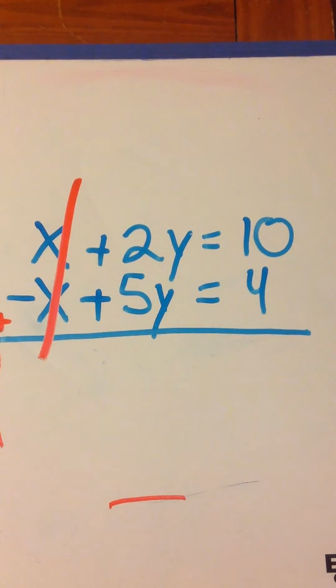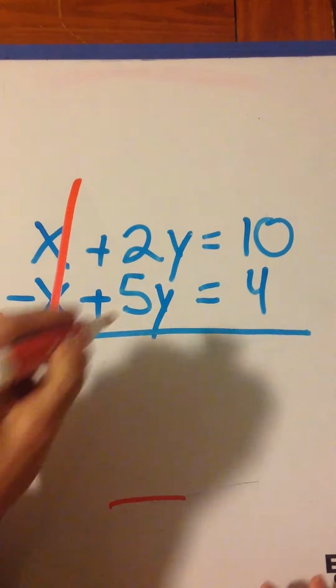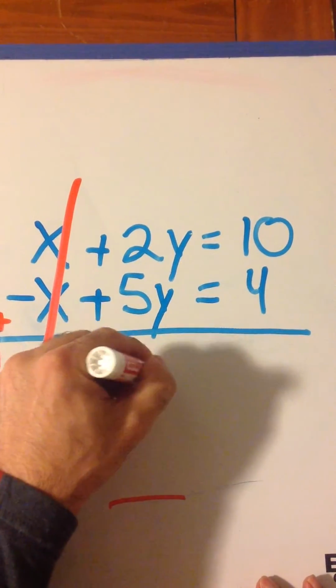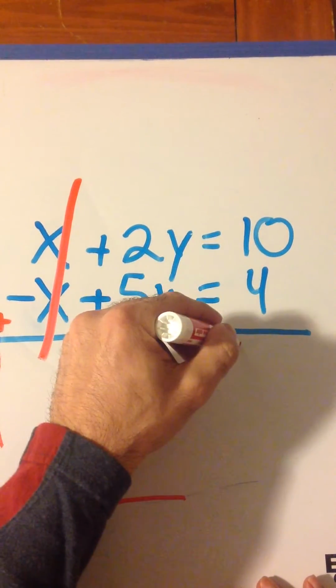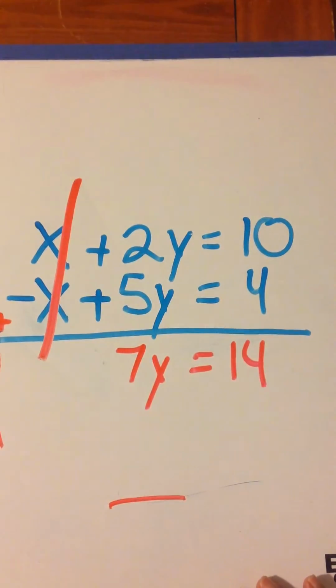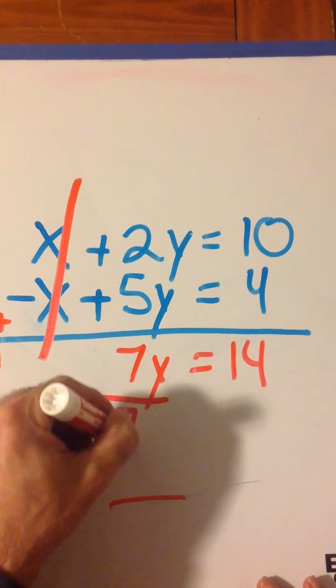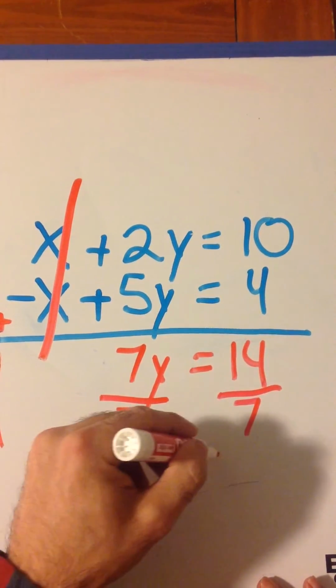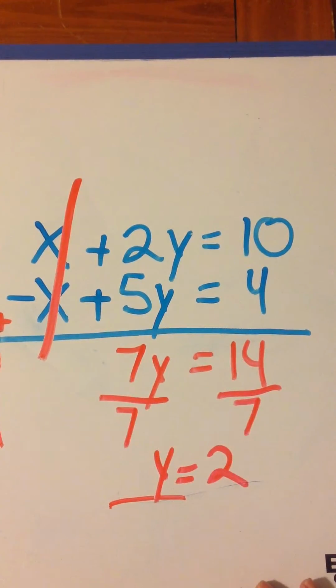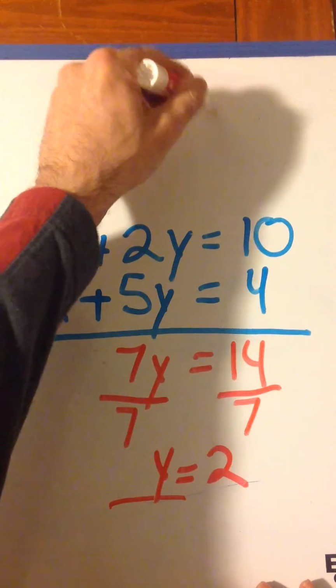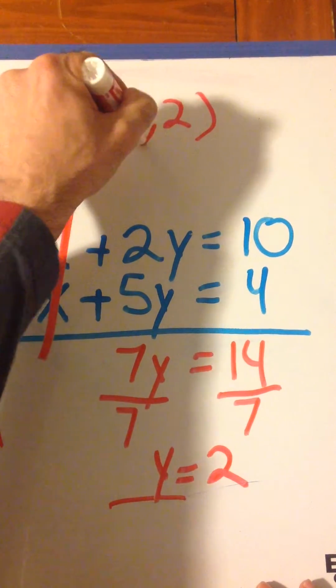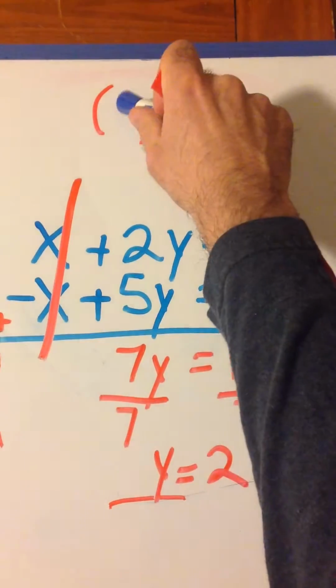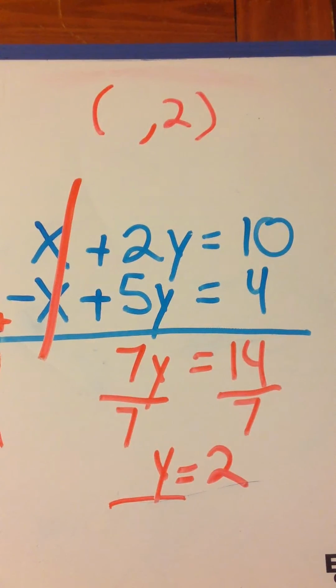And remember, when we do system of equations, we're adding. So 5y plus 2y is 7y, and 10 plus 4 is 14. Just do a little algebra. Divide the 7 on both sides because we want the y by itself. And we just solved what y is. So we know so far the y is going to be 2. Remember, x comes first. Now we need to find what the x is. And how do we find the x? We just plug in the 2.